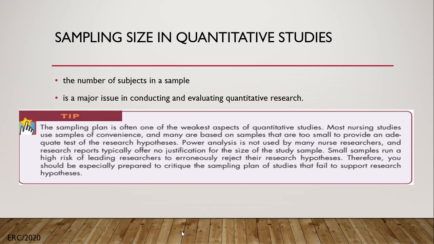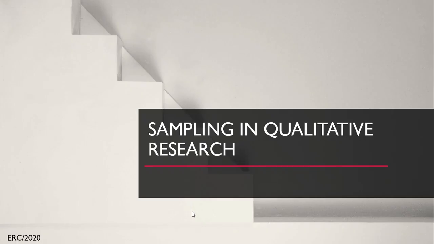Okay, that ends the sampling in quantitative research. Let's move on to sampling in qualitative research. Okay, qualitative research almost always uses small, non-random samples. This does not mean that qualitative researchers are unconcerned with the quality of their samples, but rather they use different considerations in selecting the study participants.